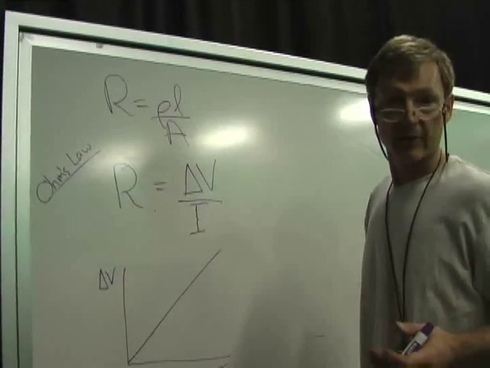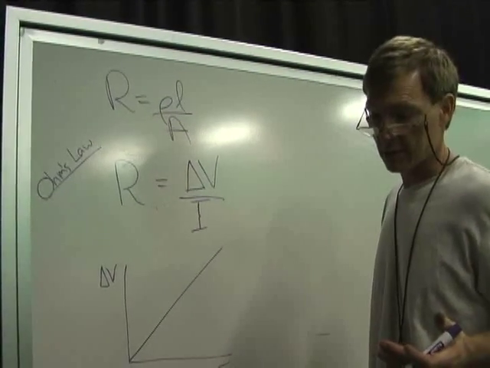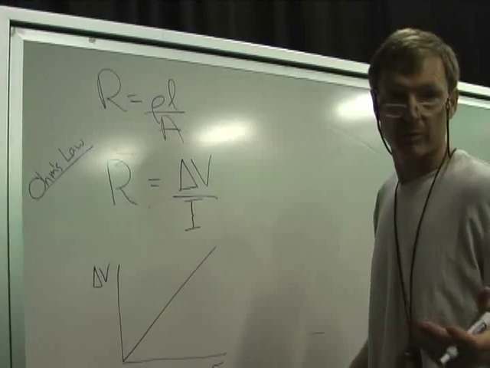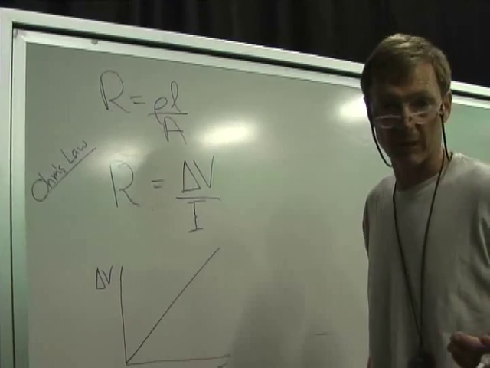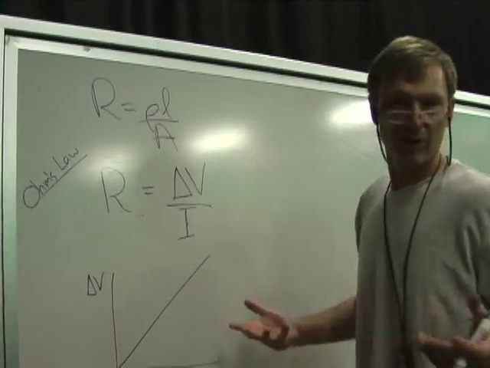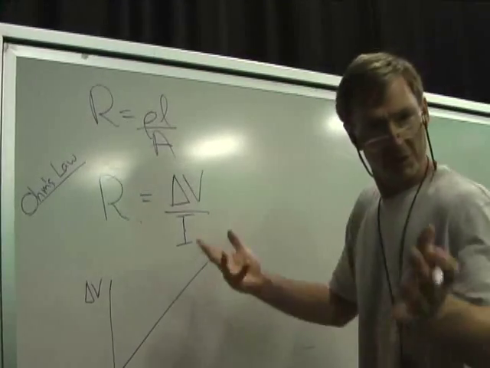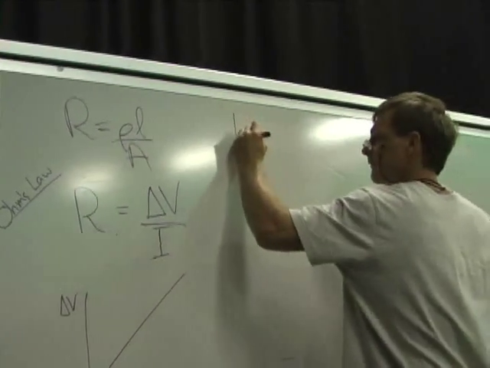Now this is going to break down at some point. If you throw so much current through that you break down the system, you change the material by melting it or something, then it becomes what's called non-ohmic. But this is Ohm's law. Let's see if we can use it.